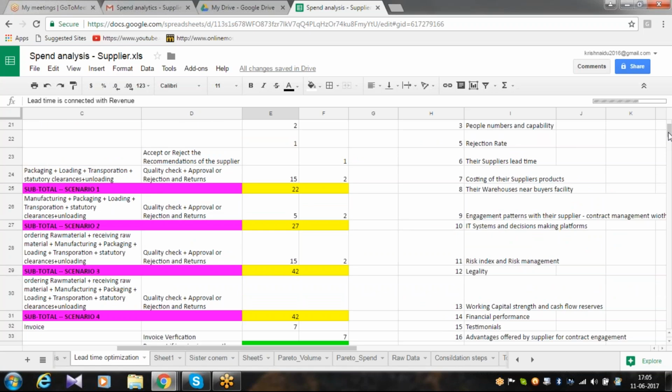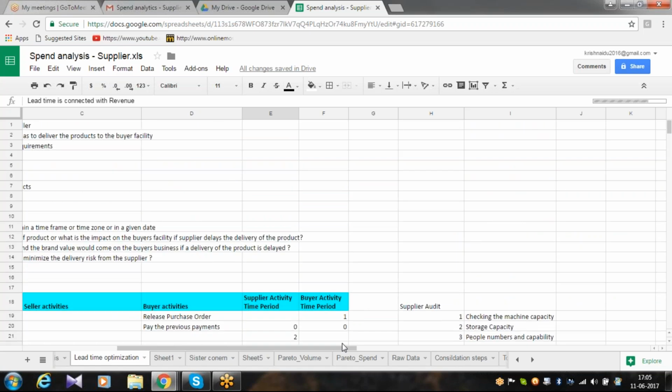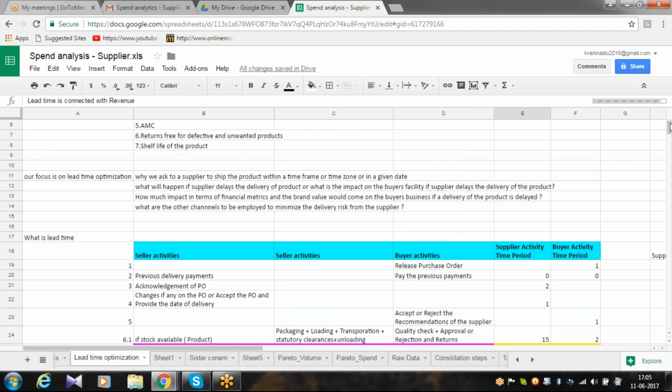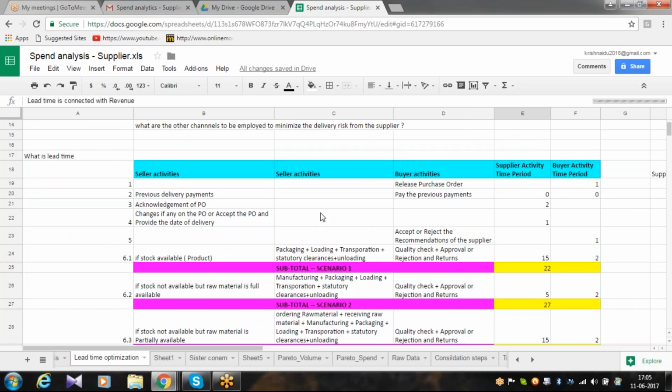So what is lead time and what are the breakups of the lead time I've given over here. Okay, I'll share the sheet with you so you can understand what the activities are, who does those activities, how much time they take, and who is the best supplier based upon the various scenarios. So when you assign a supplier, you need to check the scenarios.